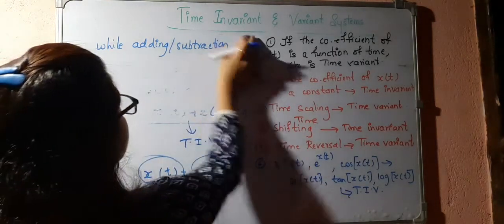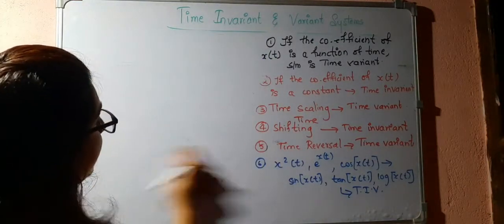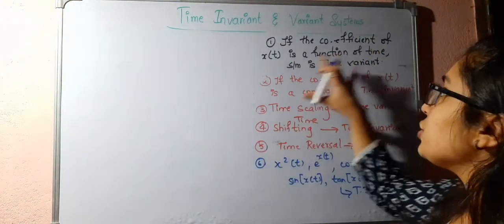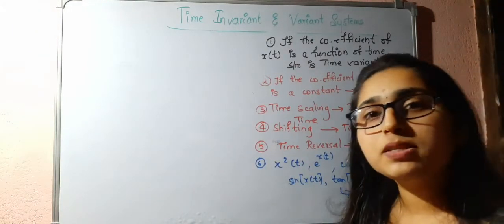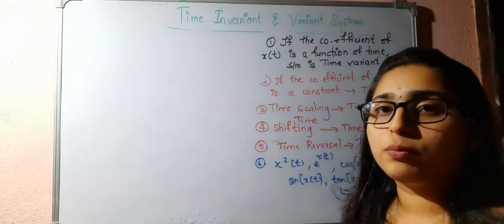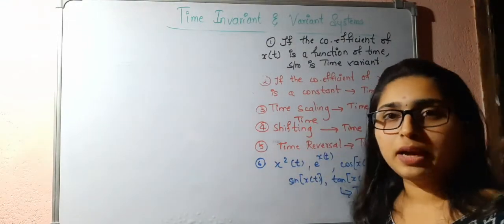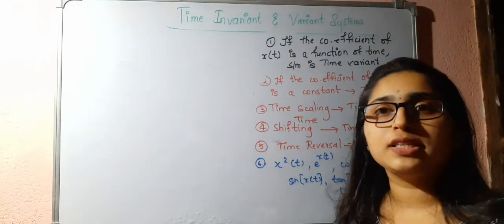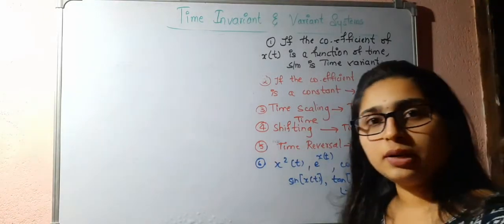So these are the points we have to remember for time variant and time invariant systems. If the coefficient of x of t is not a constant but a function of time, then the system becomes time variant. If time scaling is performed, that is the expansion or compression of the signal, that makes the system time variant. Shifting without any reversal or scaling doesn't make any difference. Time reversal makes the system time variant.